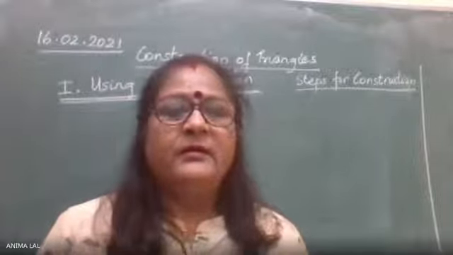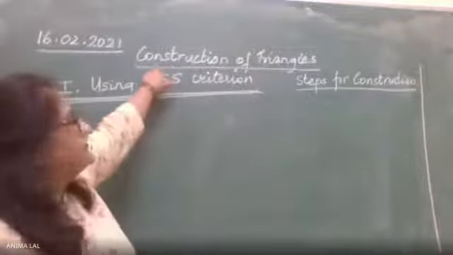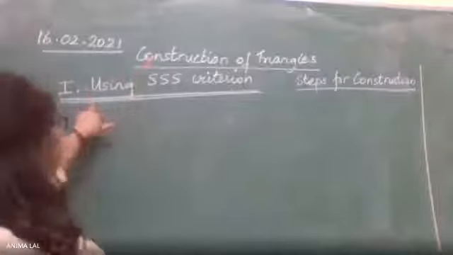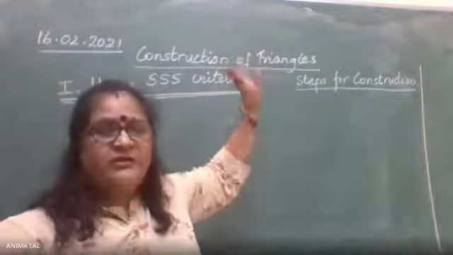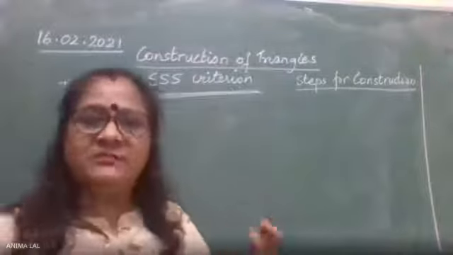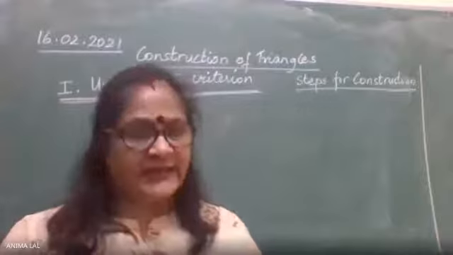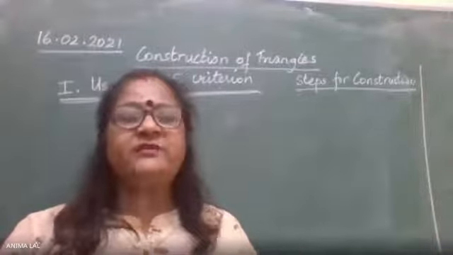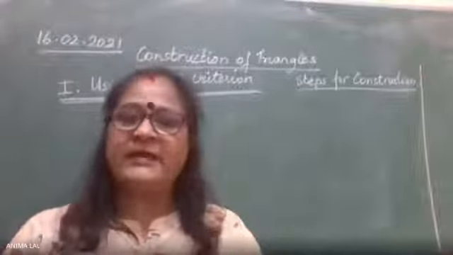Right, what we are starting with is construction of triangles. First construction will be using the SSS criterion. SSS criterion means you are given the measures of the three sides. When the measures of the three sides are given, how we construct a triangle, that we have to do.